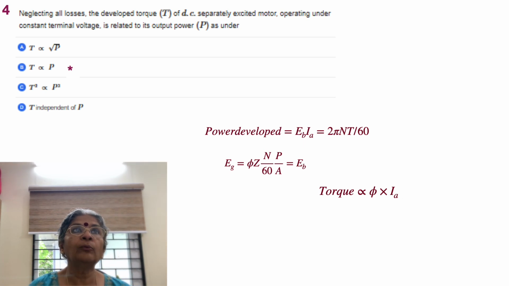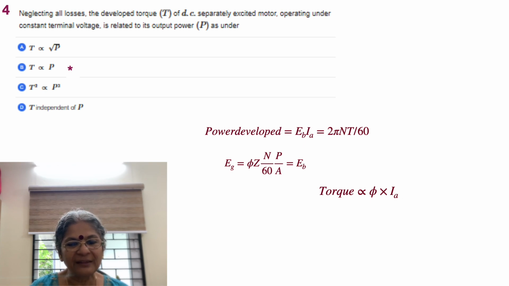So how do we start thinking? We start by remembering that power developed is equal to EB IA, which is the same as 2 pi N T, of which EB or EG is proportional to both speed and flux. Torque is also proportional to flux and current. So this is the interrelationship that we talked about earlier. If this is the situation, then we can put them all together.